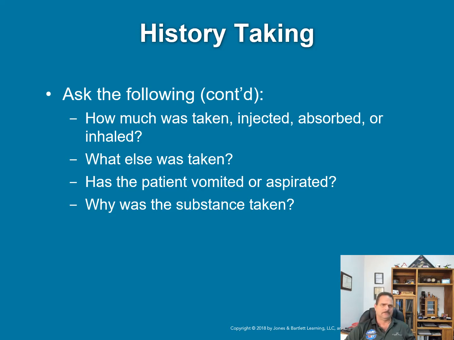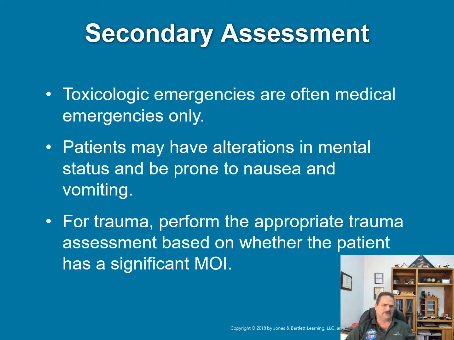What's the deal? All right, so secondary assessment: toxicological emergencies are often medical emergencies only. They might be able to be managed relatively easily. Patients may have alterations of mental status, or they may not. But a lot of them definitely have nausea and vomiting, especially your overdoses. For trauma, make sure that we're performing appropriate rapid trauma assessments and base it on whether the patient has a significant mechanism of injury.